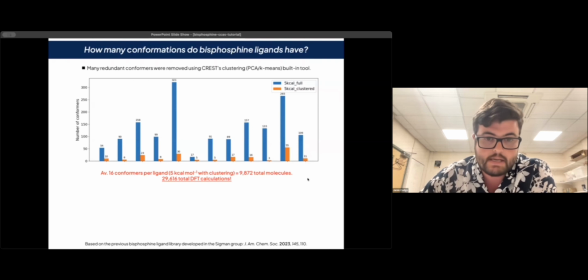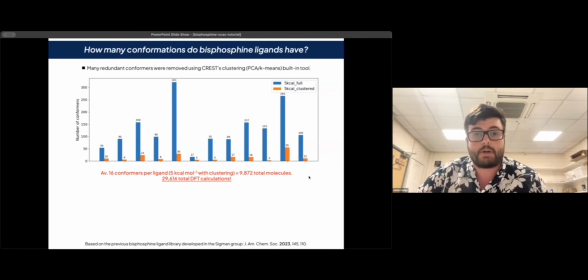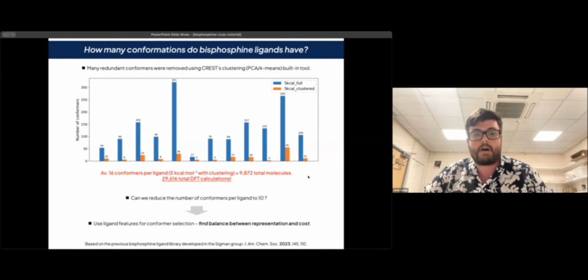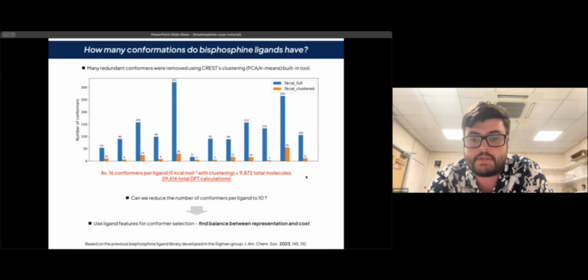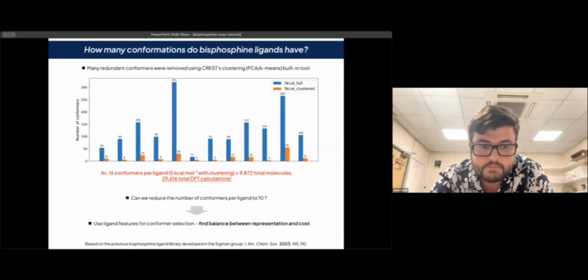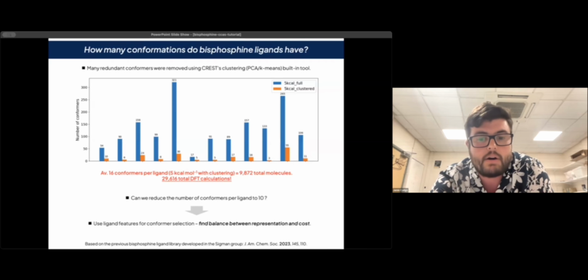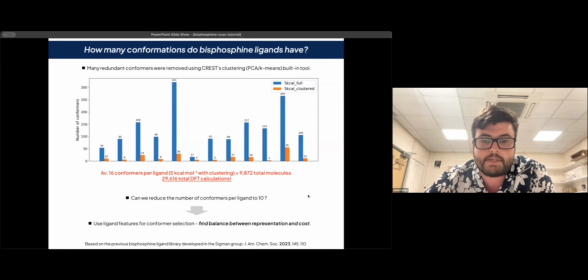calculations. Now, our collaborators at Genentech who are going to be running these calculations asked us, could we reduce the number of conformers down to 10 per ligand? And so we had to think of a way of getting this down to about 10 to find the balance between the representation and cost of these ligands.